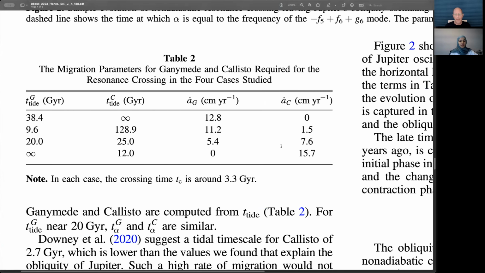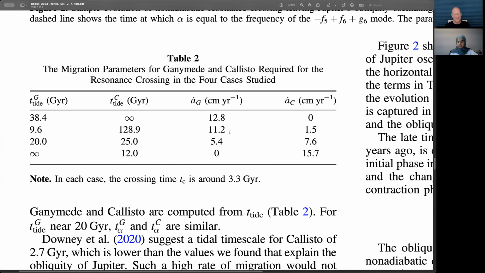So in row 2 of this table, we assumed a tidal migration timescale of 9.6 billion years for Ganymede. And using the resonance model, we were able to find the tidal migration timescale for Callisto, which is about 130 billion years here. And these values can also be translated into a dot for Ganymede and Callisto. These are the migration rates. And this row is dependent on the measurement done by Lainey, the 9.6 billion years.